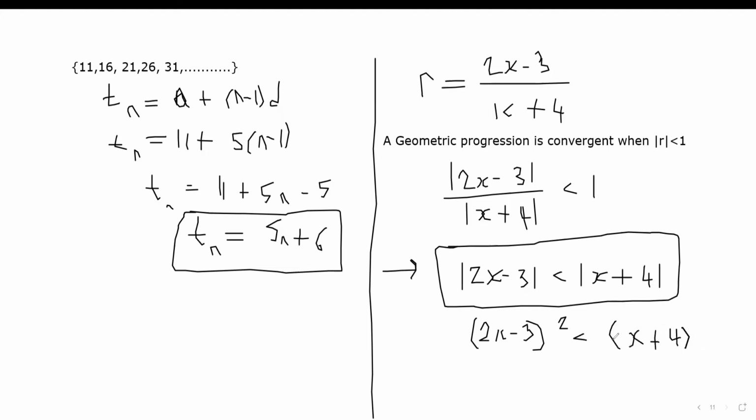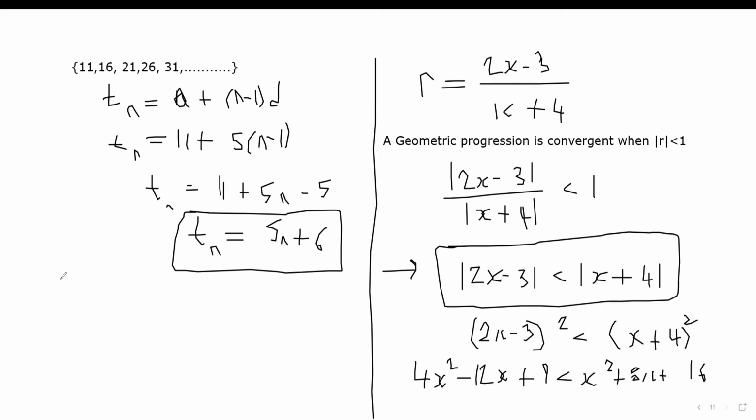Now, when we get this, we end up with a quadratic to solve. It's going to be first term squared, 4x squared, minus twice the product of the 2 terms: 3 times 2 is 6, 6 times 2 is 12, so that's minus 12x, plus the second term squared, 3 squared, which is 9. And that's less than first term squared, which is x squared, plus twice the product of the 2 terms, 2 times 4 is 8, say 8x, plus second term squared, 16. Nice. So now we can bring it over to one side.